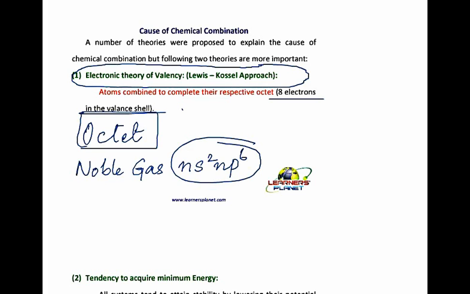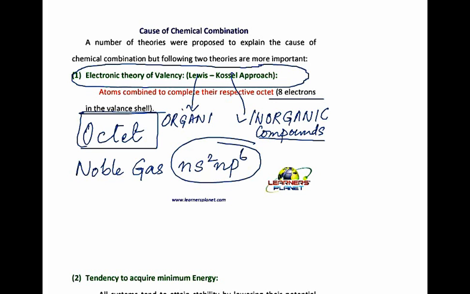The Kossel approach, which we have discussed now, is mainly based on inorganic compounds, while we will be studying about the Lewis approach, which is mainly based upon organic compounds. So two theories that are there, that is the electronic theory of valency. The Kossel approach is basically for the inorganic compounds, and the Lewis approach is for the organic compounds.